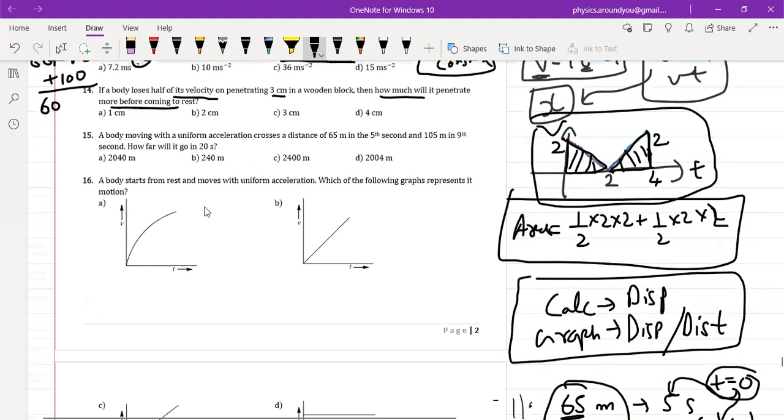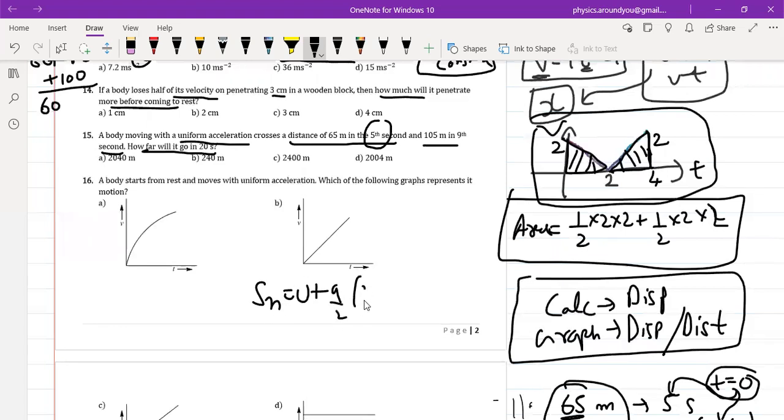Now, question number 15. In question number 15, uniform acceleration, alarms go dun dun dun. It is v equal to u plus at and all can be applicable. Distance of 65 in the 5th second and 105 meters in the 9th second. How far will it go in the 20th second? Wherever you see nth second, there we go with Sn equal to u plus a by 2 into 2n minus 1. No doubts about it. And unless stated, do not assume u as 0. It may be a variable.